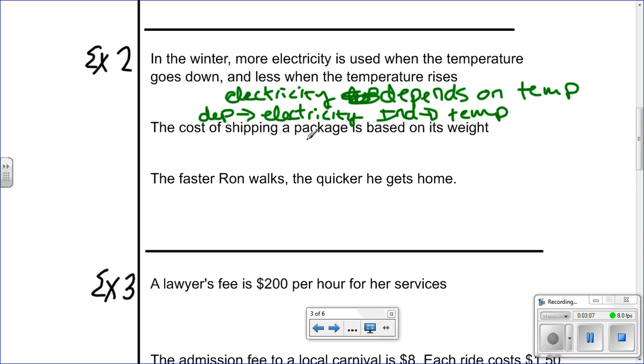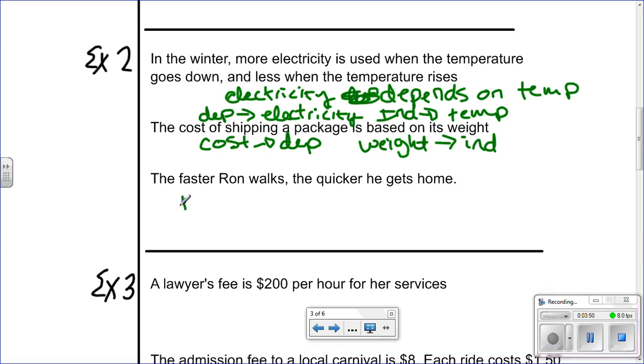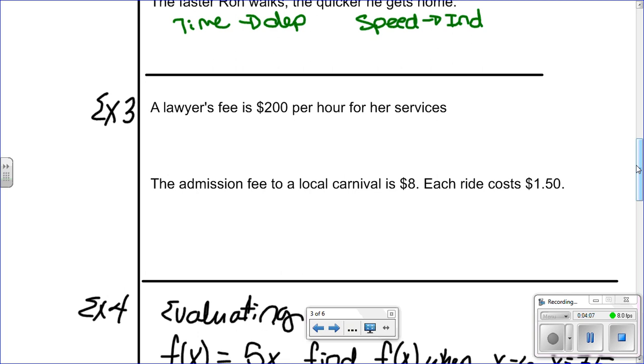The cost of shipping a package is based on its weight. So the cost is dependent on the weight. Cost is your dependent variable, while weight is your independent variable. The faster Ron walks, the quicker he gets home. Another way of saying that is the time it takes Ron to get home depends on the speed that he walks. So time, the length of time, is depending on speed. In this case, one of the rare times that you can say that time is dependent, and speed is independent.